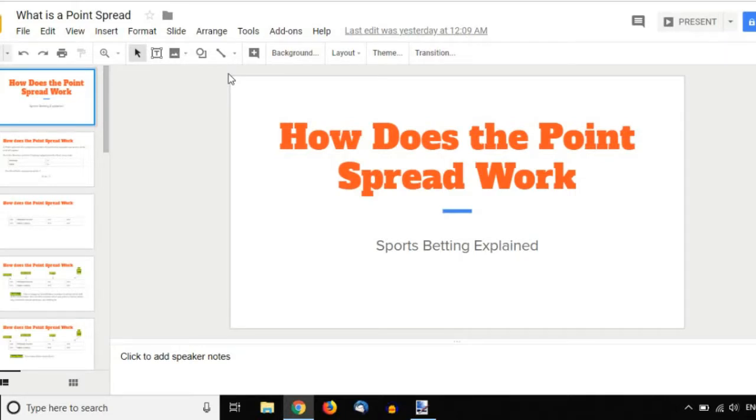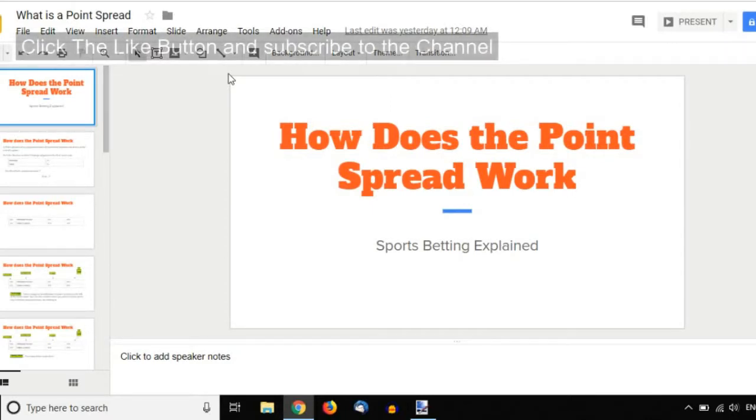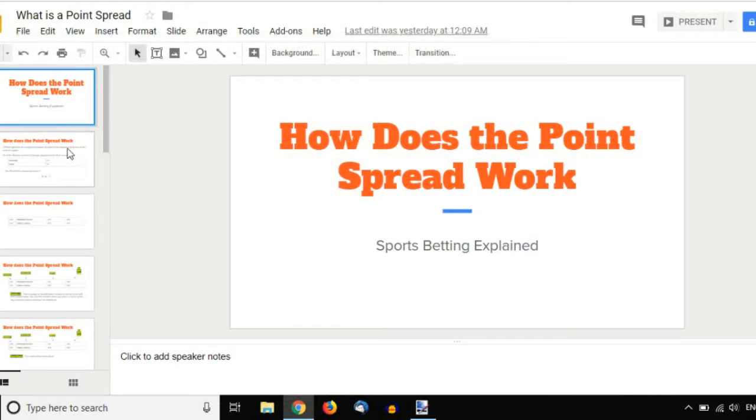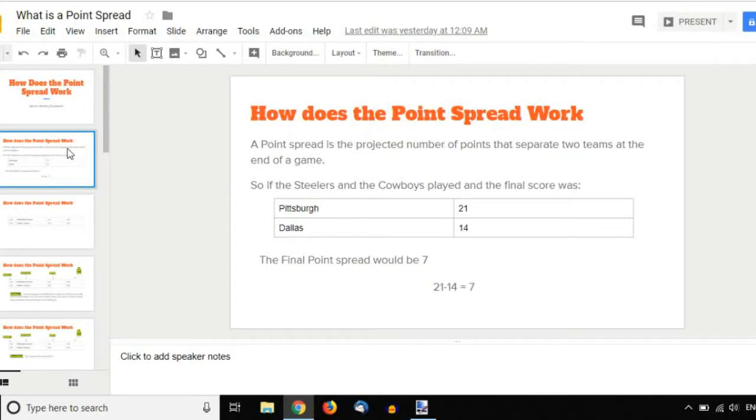betting the point spread. There are several different ways to bet in sports betting. You have the money line, you have the point spread, you have the over and under. We're just going to focus on the point spread. I do have other videos out there about the money line and about the over and under, but right now we're going to talk about the point spread. So by the time we're done with all of this, you should have a good understanding. So let's get started. First things first, how does the point spread work?